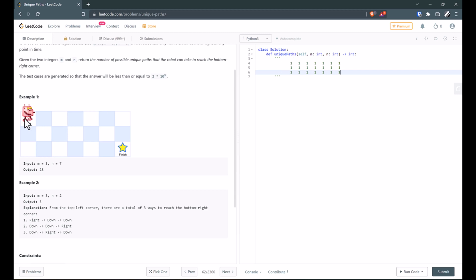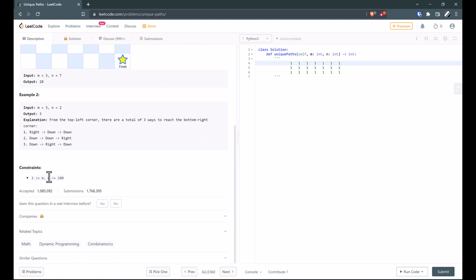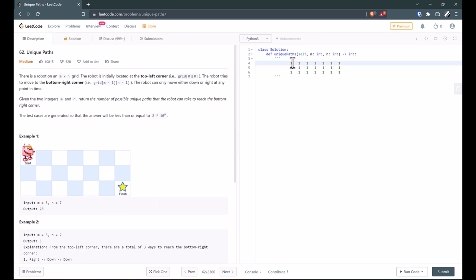So looking at the first position, if 1 cross 1 was the grid, then the number of possible unique paths would be 1, or some would argue that it would be 0 because we don't have to move anywhere, neither right nor down. So we can put it at 0 as well, it doesn't matter. We can have a single row and single column grid.